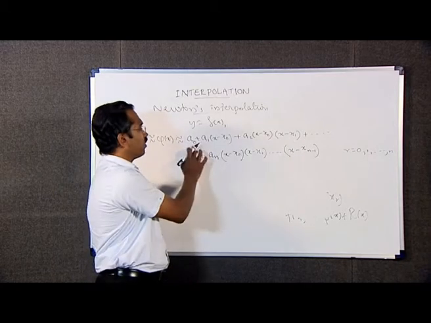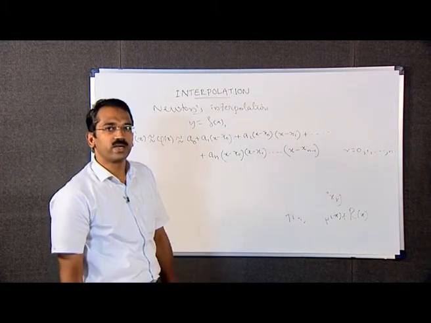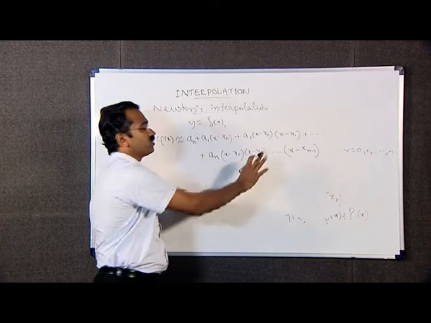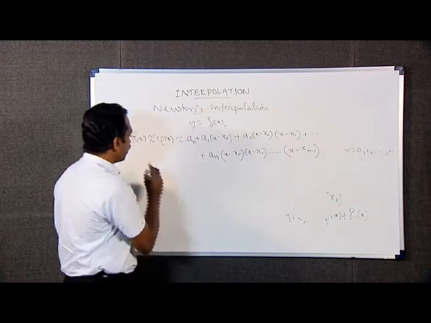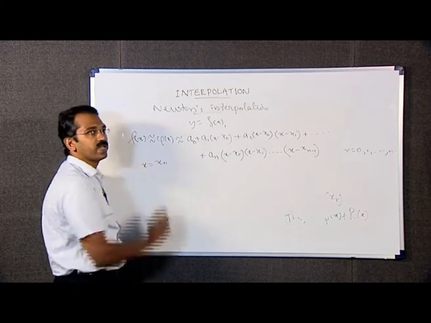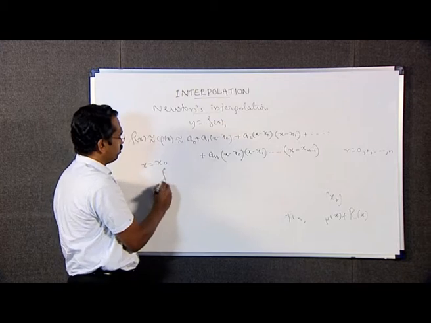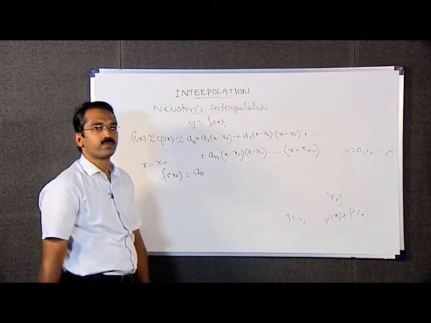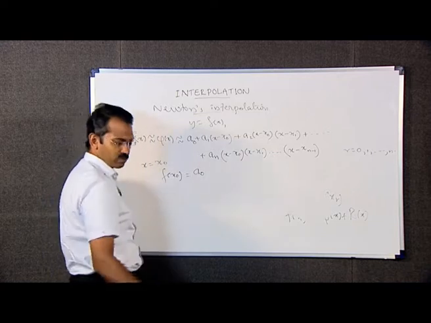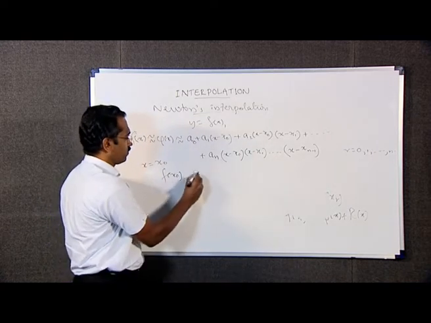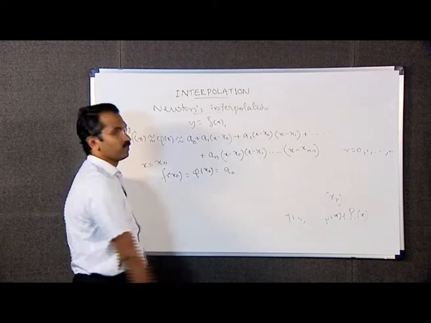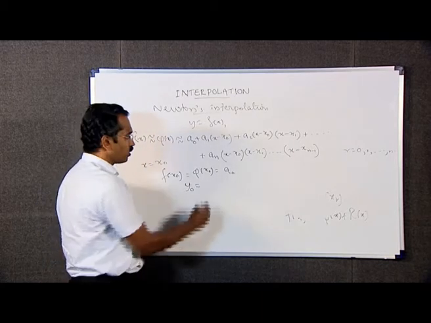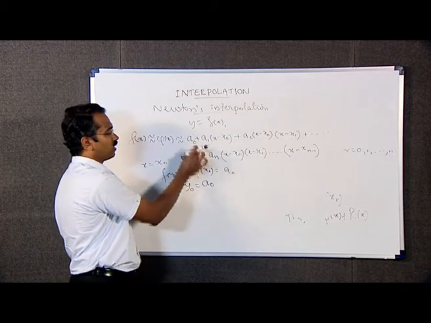Here the constants a0, a1, a2, etc., an can be determined by putting x equal to x0, x equal to x1, and so on. If we put x equal to x0, we get f of x0 is equal to a0. That is, f of x0 means phi of x0, which is equal to a0. That is, y0 is equal to f of x0, which is equal to a0. The value of the constant a0 is y0 itself.